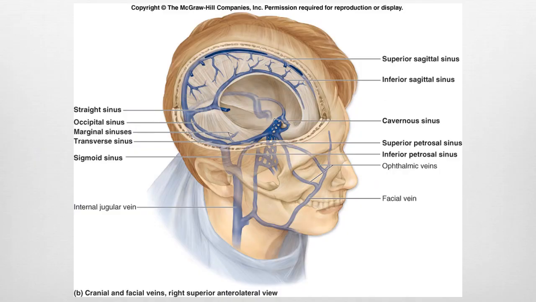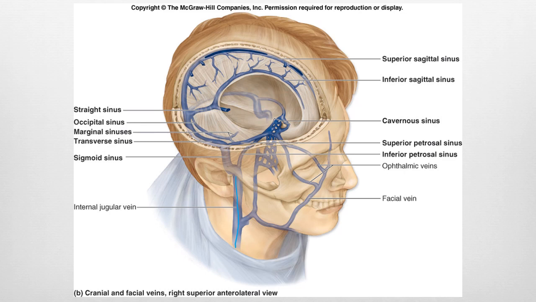Once we get that blood there, we've got to drain it away. And so we have a series of blood vessels that are going to drain the blood away from the brain itself, and eventually get the blood going to the internal jugular here. That's the ultimate goal of draining all of that blood out.